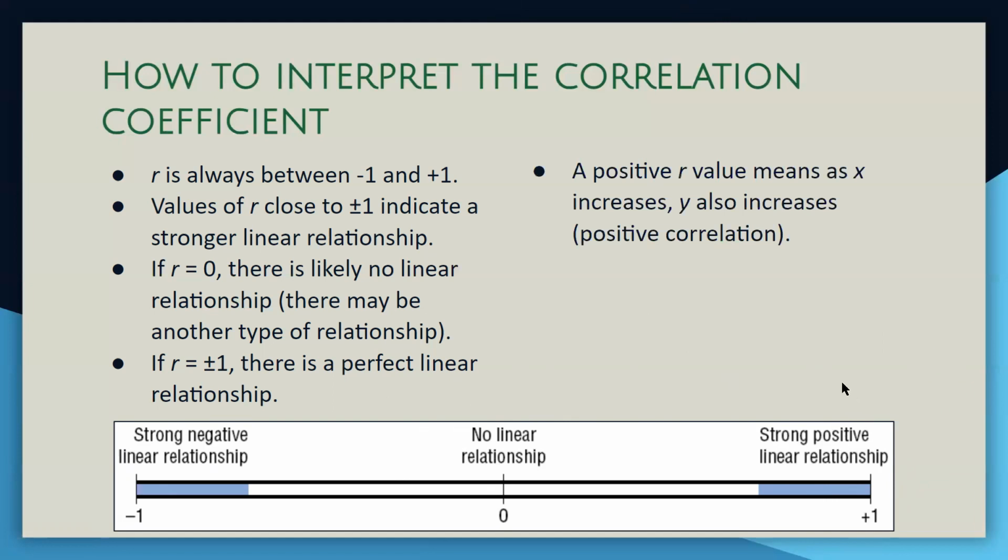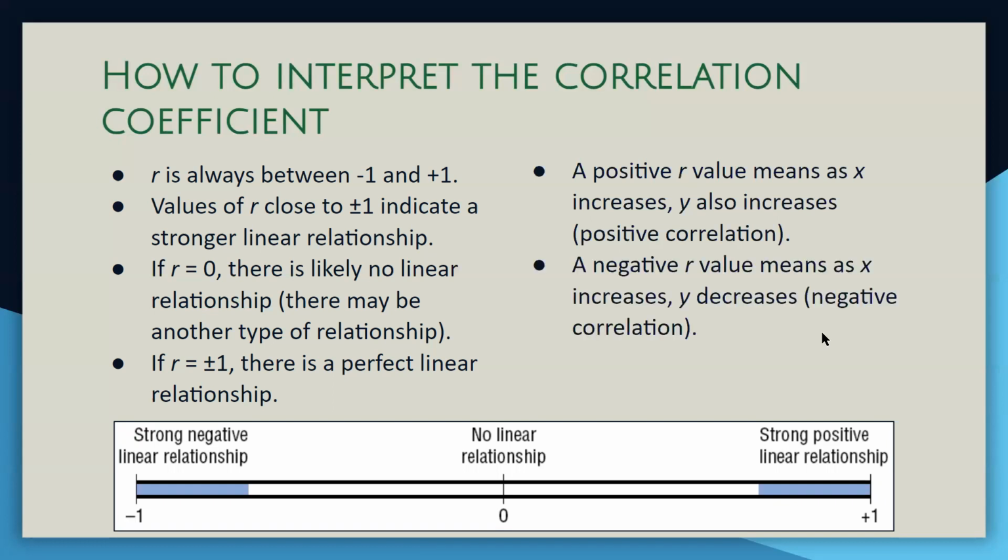When R is positive, it means that as X increases, Y also increases. We would say that there is a positive correlation between X and Y. This also means when you're looking at a scatter plot of X and Y, that the graph has a positive slope, that it tilts upwards.